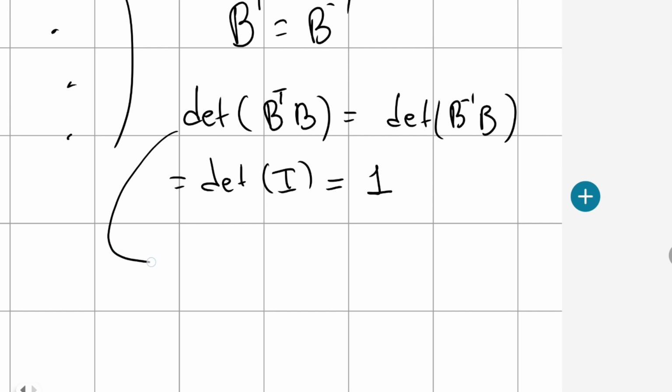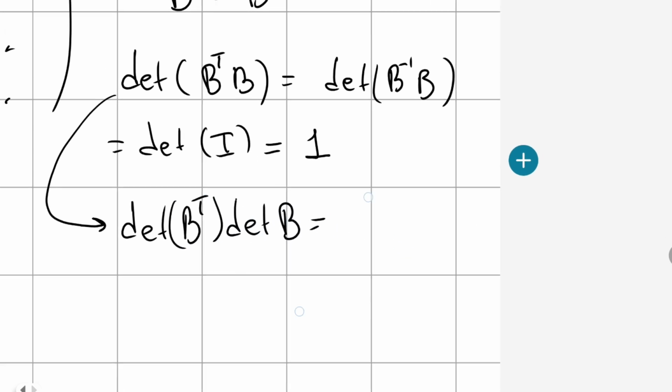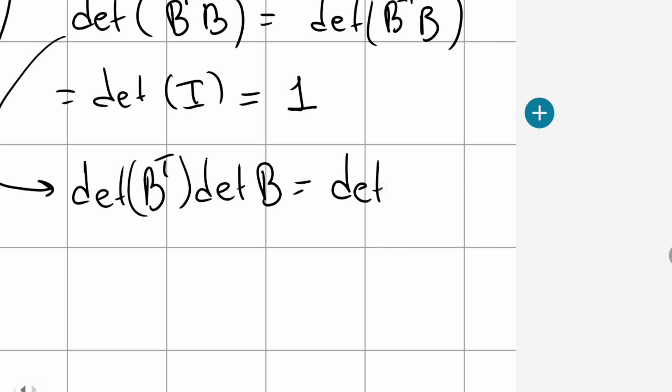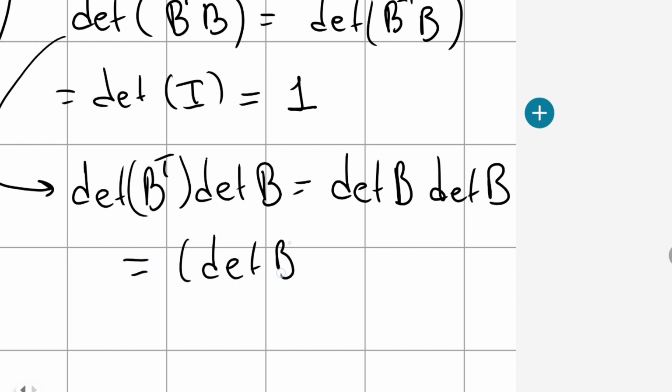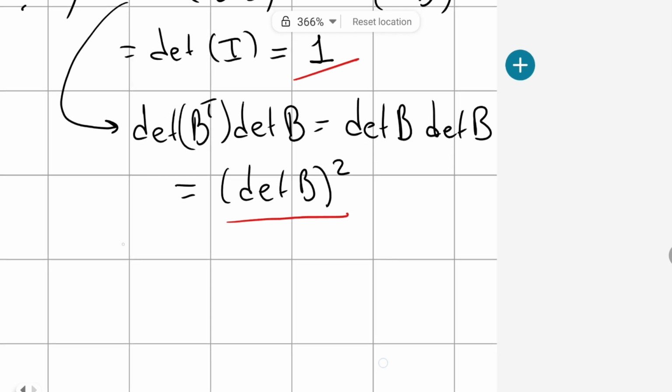Okay, but from here we can say that this is equal to the determinant of B transpose times the determinant of B, which is equal to, looking at B is orthogonal, the determinant of B times the determinant of B. Of course, this is equal to the determinant of B squared. So we get that 1 is equal to the determinant of B squared, which means that the determinant of B is equal to plus minus 1.